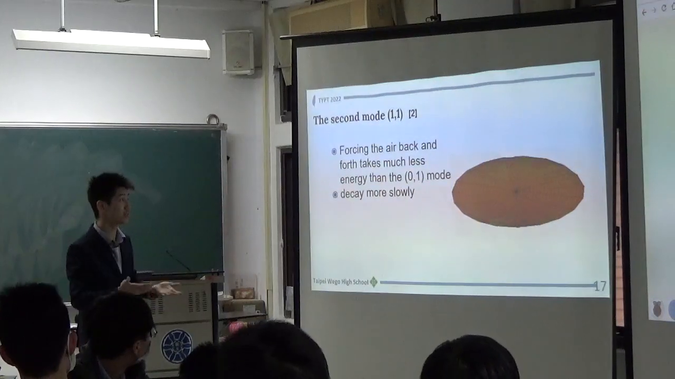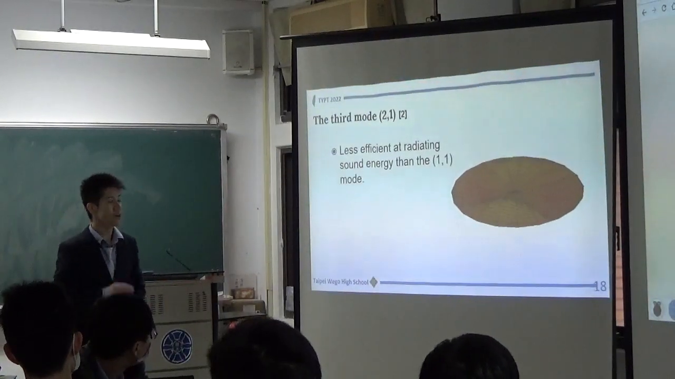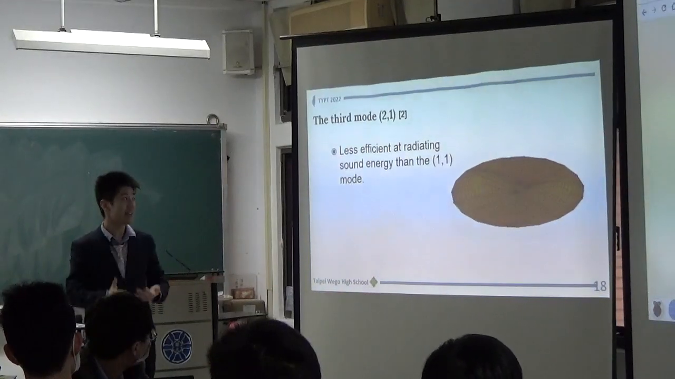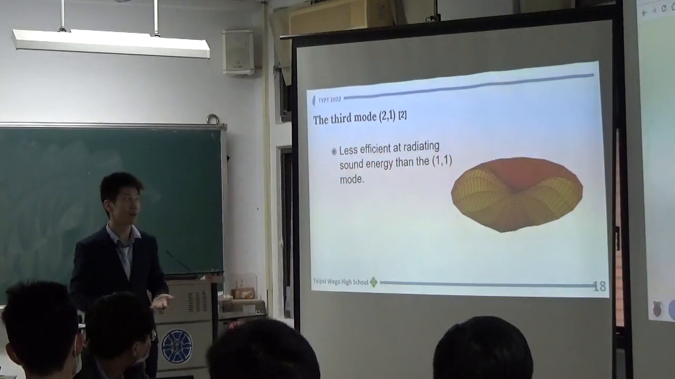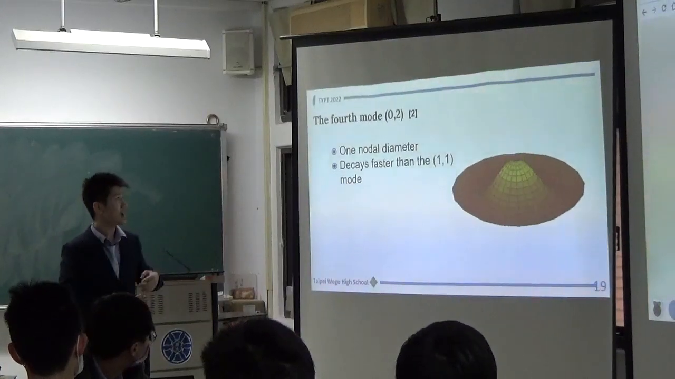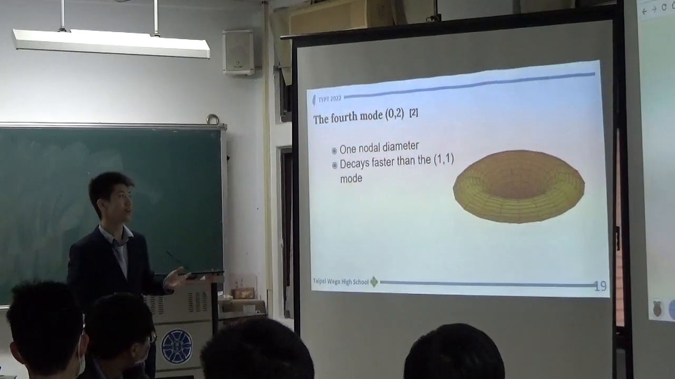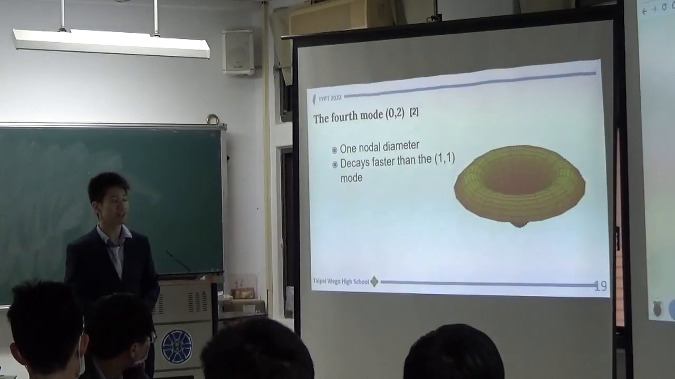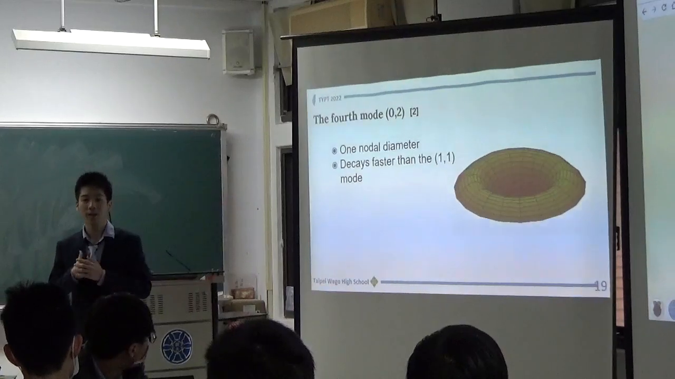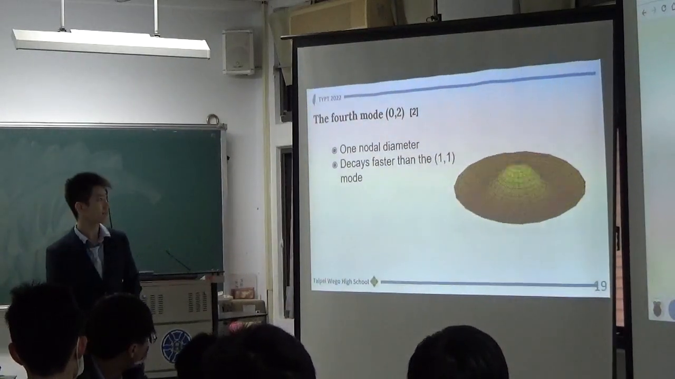Therefore, it takes much less energy than the previous mode. Third one is the 2.1 mode. It is less efficient at radiating sound energy than the 1.1 mode because of the X shape. And the fourth mode is called the 0.2 mode. It has one nodal diameter, and it decays faster than the previous three modes. So we theorize that it might be hard for us to detect this mode in our experiment.